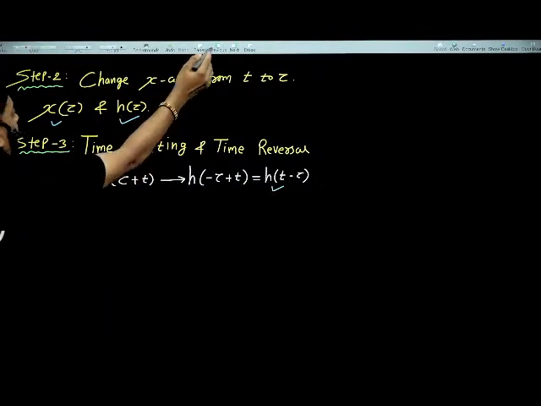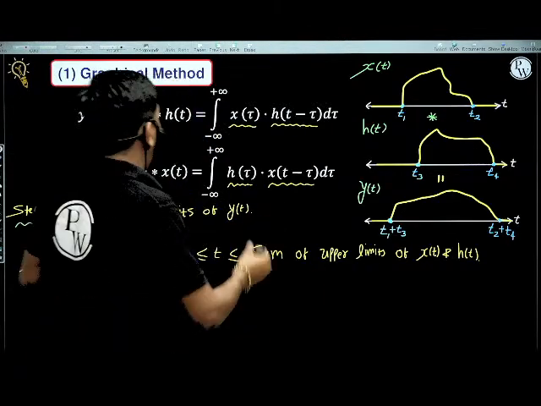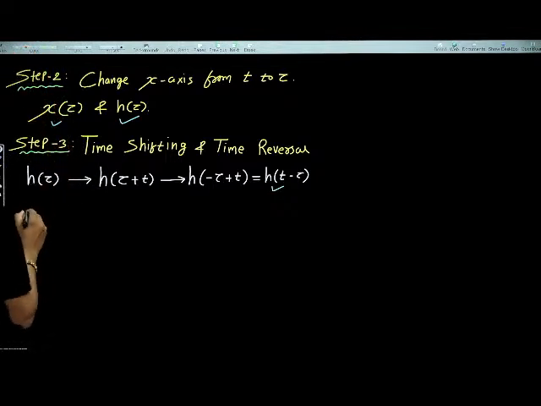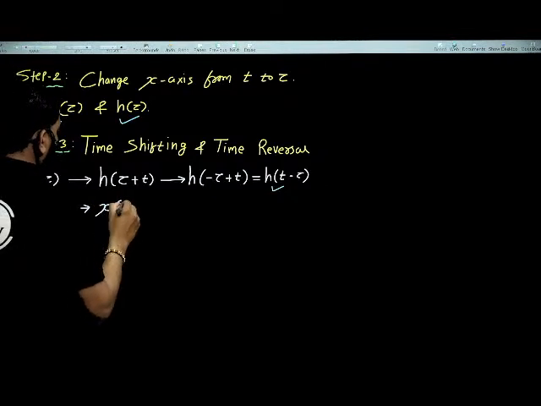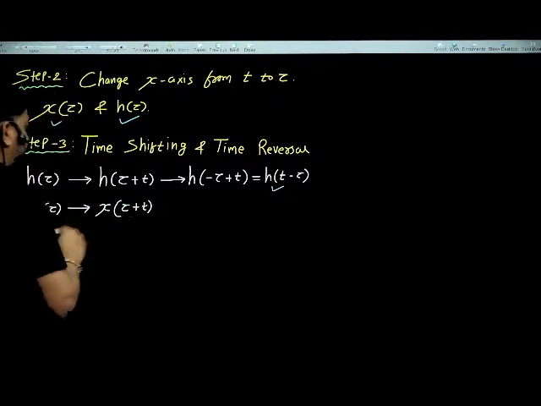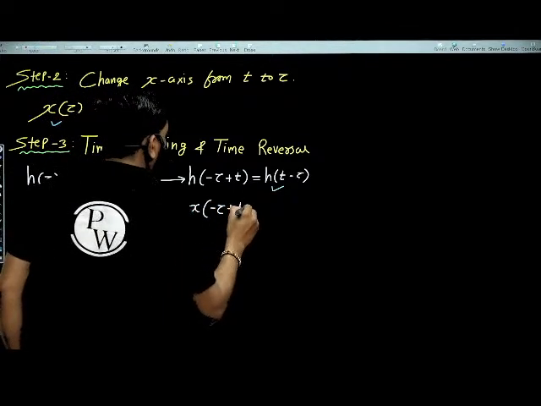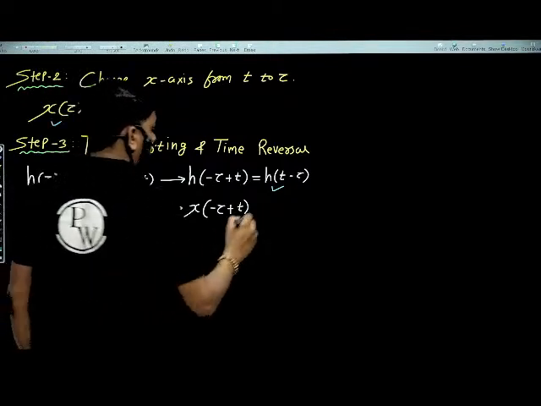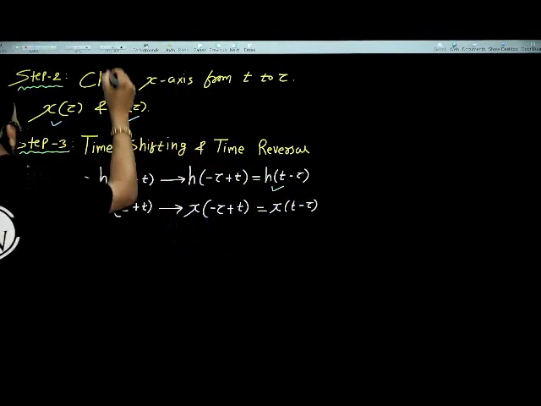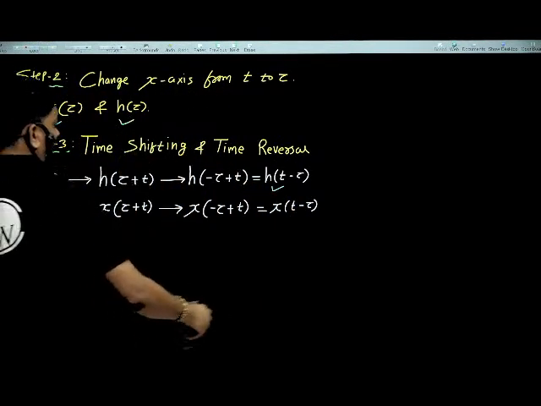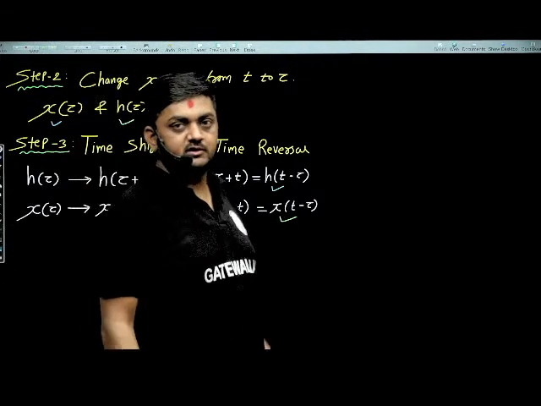Suppose you want to use the second formula. Then in the second formula we require h of tau, which we already have, and now we require x of t minus tau. So from x of tau we have to find x of t minus tau: left shift by t, then folding with respect to the y axis. So it will be x of t minus tau. Then we have h of tau and x of t minus tau, and the next step is multiplication and integration.